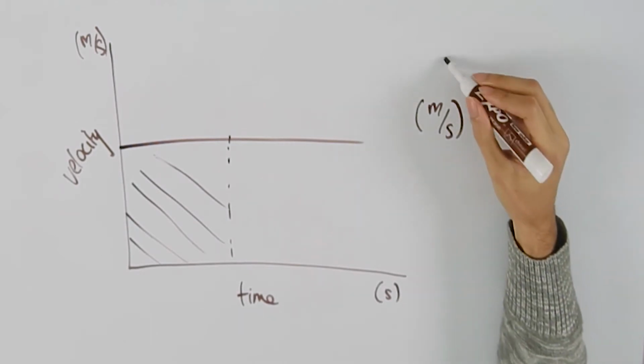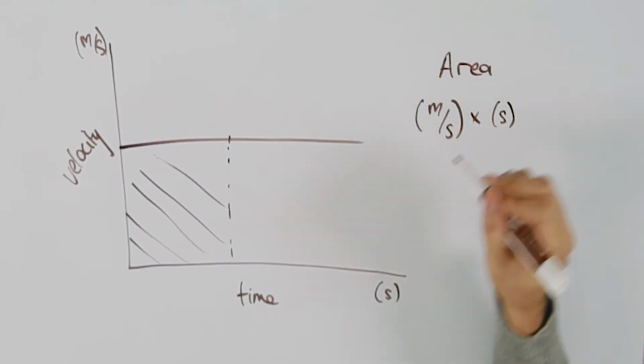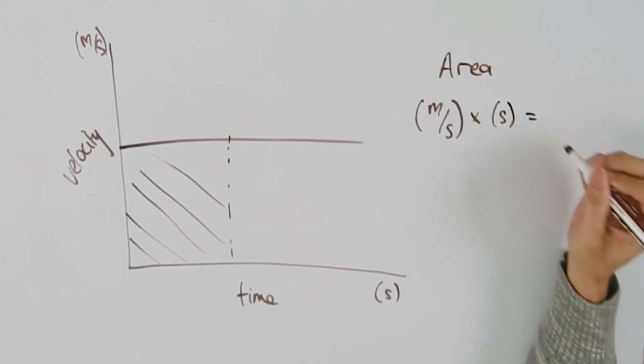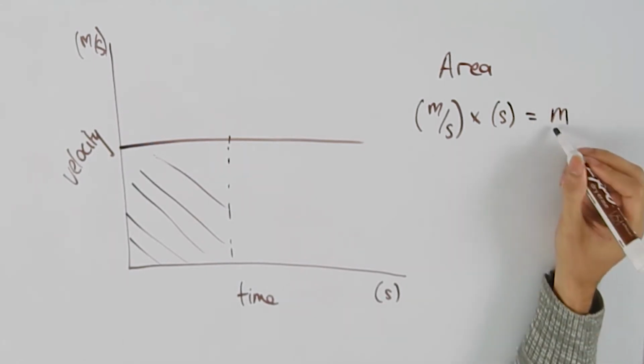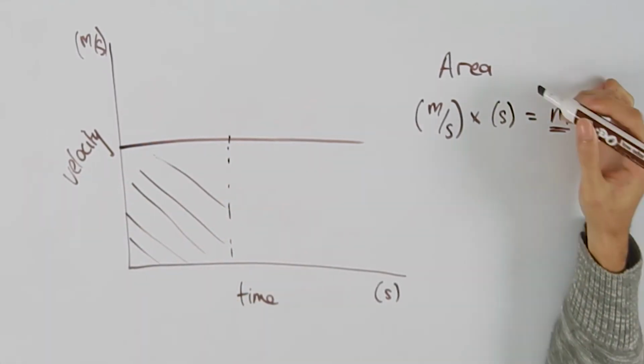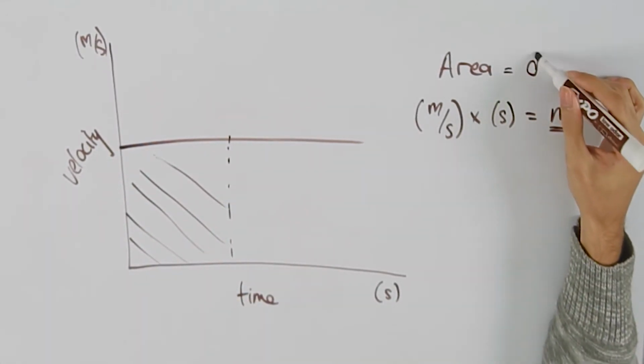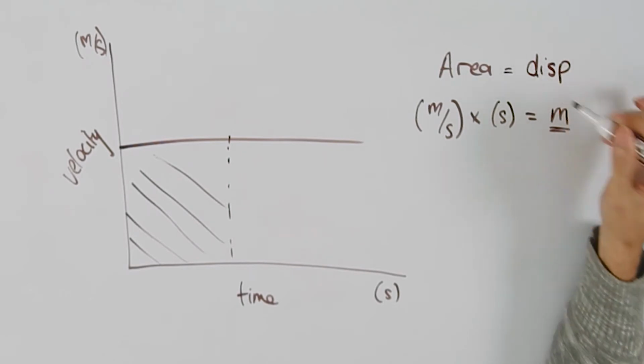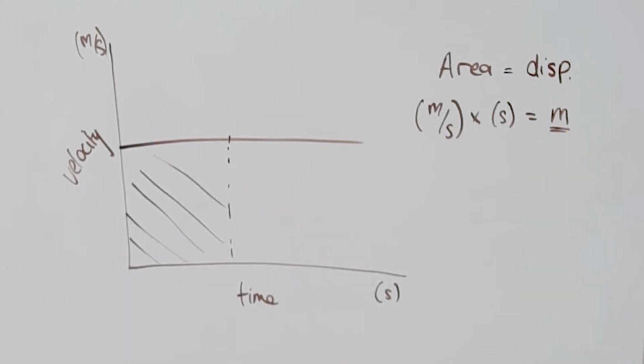So this is the area under the curve. If we multiply these out together, we end up with meters, right? And meters is the unit for displacement. So if you have a velocity time graph, the area under the curve will actually give you the displacement. So that's one way of remembering it.